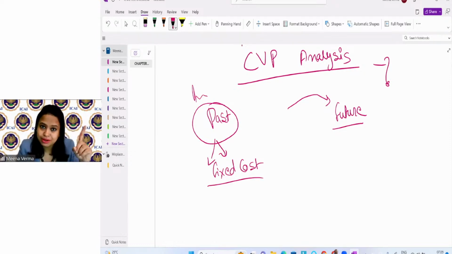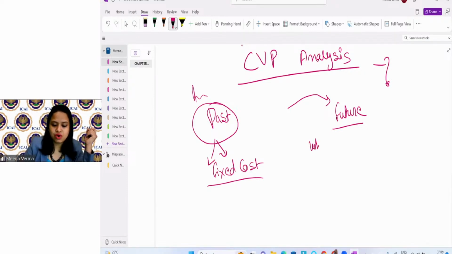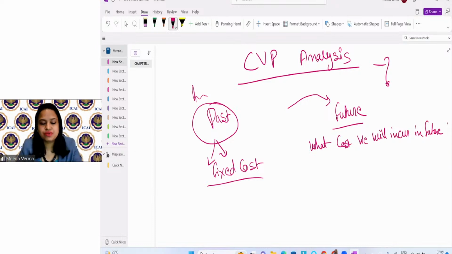Now on the machine, you are claiming depreciation. Point is that these are such costs which you have already incurred. If you have any such costs which you have already incurred, it will not affect the future decisions. Because in future decision, we will just see what costs we will incur in future. So what costs we will incur in future will be considered here for the purpose of taking decisions.